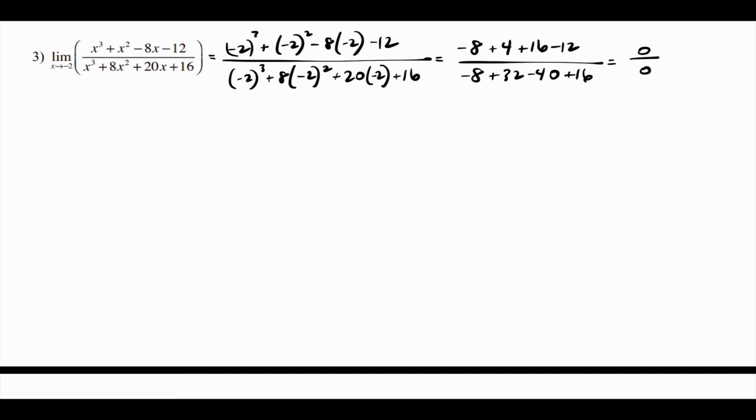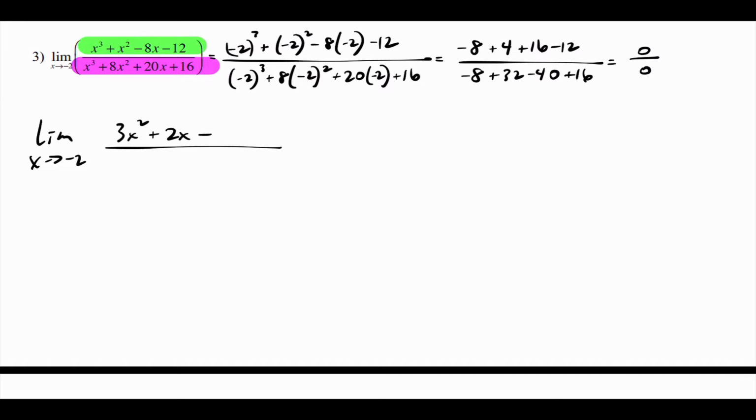Okay, so I plugged in negative 2 everywhere I saw an x on top, got 0 on top. Plugged in negative 2 everywhere I saw an x on the bottom, got 0 on bottom. Okay, now I know I can use L'Hopital's rule. Find the derivative of the top, find the derivative of the bottom, try again. 3x squared plus 2x minus 8. 3x squared plus 16x plus 20. And we're going to try again.